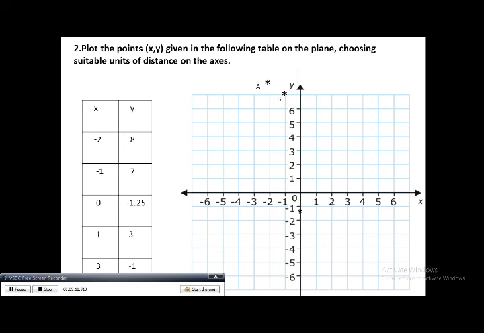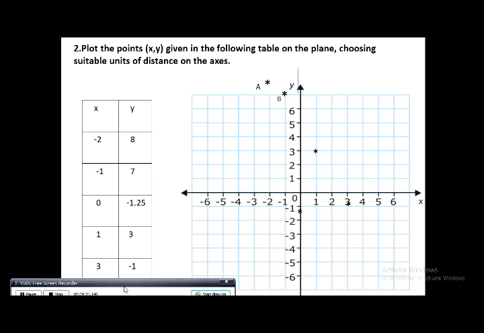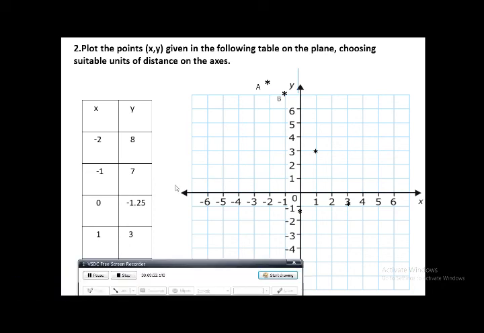Next is (1, 3). X is 1, y is 3. So this point will be (1, 3). And the last one is (3, -1). X is 3 but y is -1. So this point will be approximately here, (3, -1). Is it clear, students? So we have completed exercise 3.2 and 3.3.